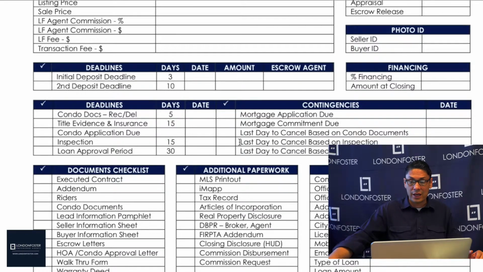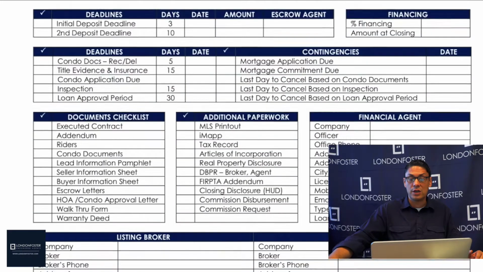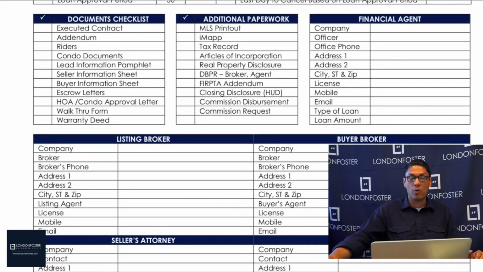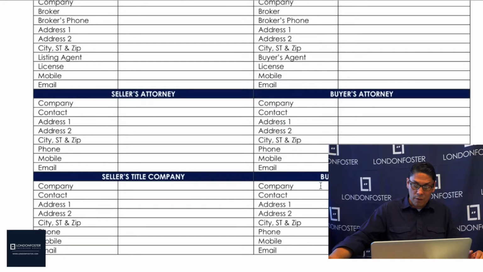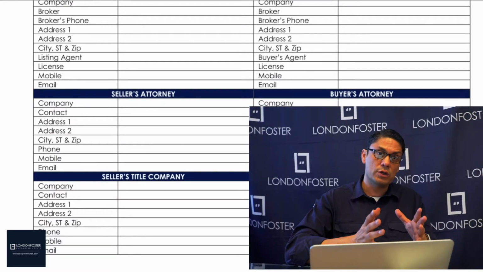And then it has a checklist of all the different documents you're going to need and any additional paperwork you're going to need. It also has, if you have a financial agent, if you're working with Joe Mahalati, obviously you're going to know who he is, but if you have, you can put his information in there. You also are going to be able to write in the listing broker and the buyer's broker, the seller's attorney and the buyer's attorney, the seller's title company and the buyer's title company, and this will all be available for you in one single place.